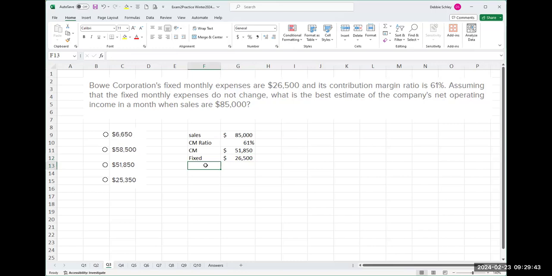So then my net operating income is going to equal my contribution margin minus my fixed expenses. So 23,000 or 25,350. So that contribution margin ratio is helpful in finding the contribution margin if you know what sales are.